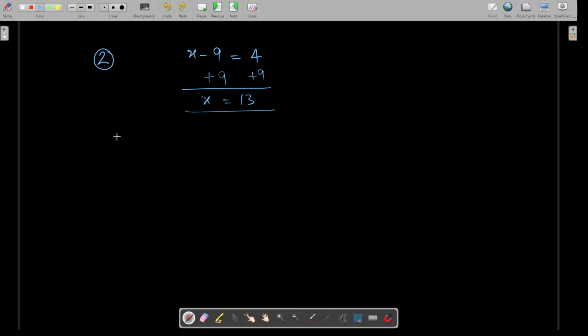So the solution is x equals 13, and if we verify or cross-check our result, we put it in the equation again: x minus 9, so 13 minus 9, is it equal to 4? Indeed 13 minus 9 is 4, and 4 equals 4 is correct. That means x equals 13 is the correct solution of this equation.